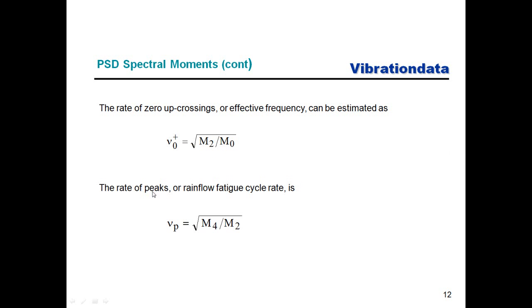And then there's the rate of peaks, for the purpose of rainflow cycle counting. That's equal to the square root of the 4th order moment divided by the 2nd moment. Again, these will become more important as we get into fatigue analysis, but we'll cover them briefly as an introduction today.